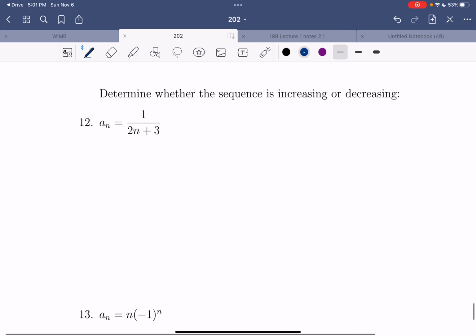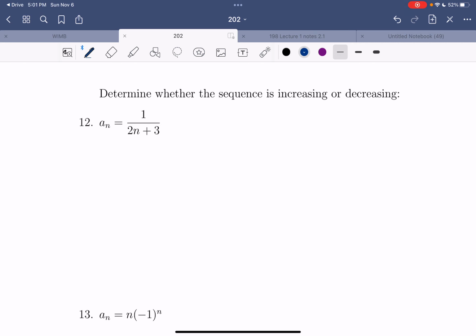Next, we need to determine whether our sequence is increasing or decreasing. Okay, the thing is here, what we know by definition is that a sequence is increasing or decreasing if the next term is larger or smaller than the previous term for all n. Okay, you can't just pick 2 and say, hey, guess what? These 2 happen to work. You got to show me that it works in general.